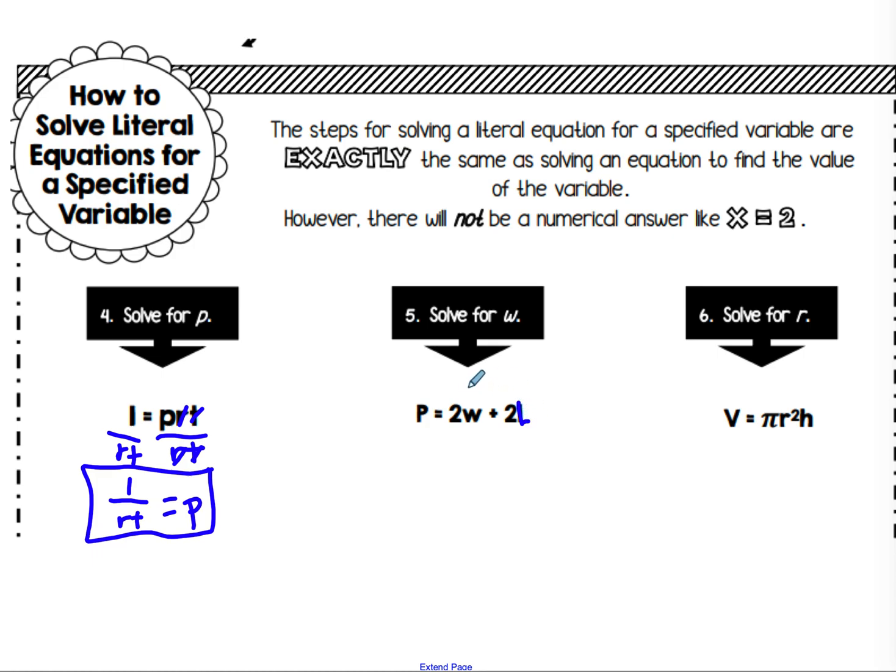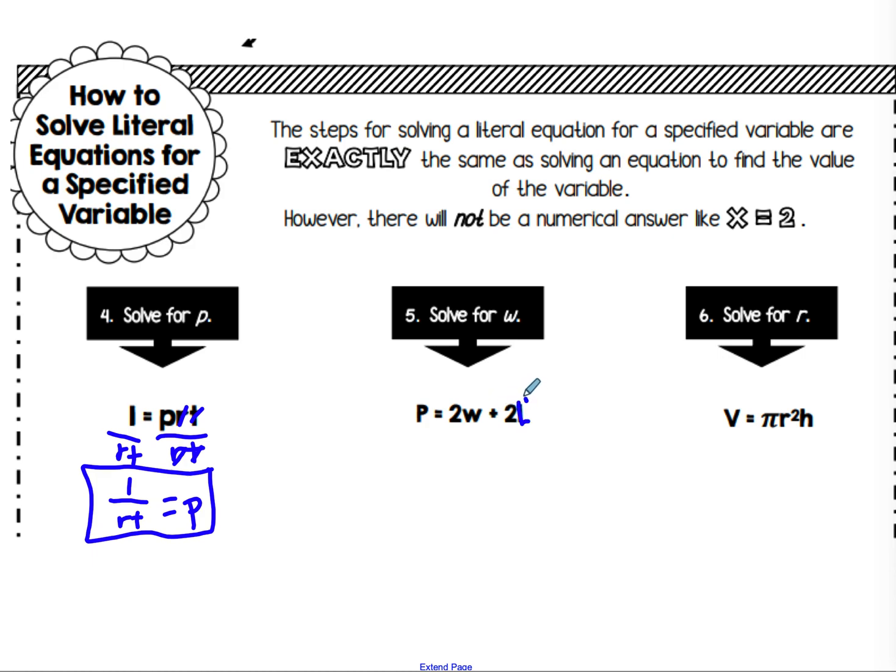Okay, so I need to solve for W. I have two steps here. I have a multiplication with the W. I have an addition with the W. So I start with addition on the side that has the W. If this was just, call it 10 equals 2W plus 2 without a letter there, the first thing I do is get rid of that plus 2.